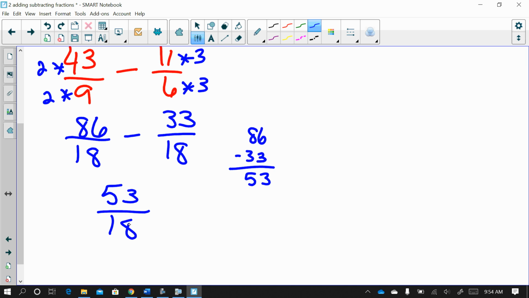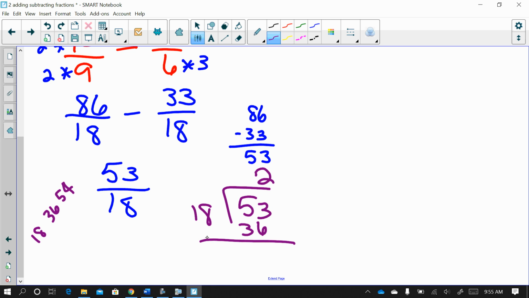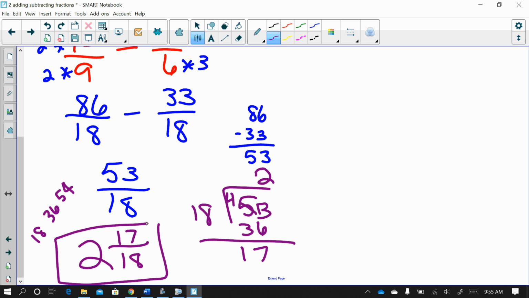Again, we started with a mixed number, so we need to end with a mixed number. So I'm going to do 53 divided by 18, and I'm going to list my multiples of 18. 18, 36, 54. Oh, 54 is too big, so it goes in twice. That gives me 36. If I subtract, I get 17. So the big number is on top, that's your whole number, 17 is your numerator, and 18 is your denominator. There's your final answer.